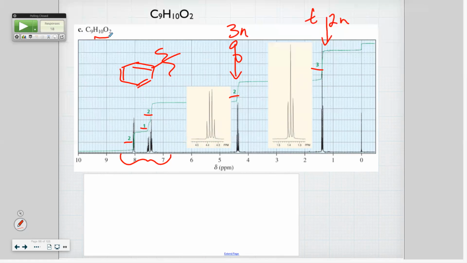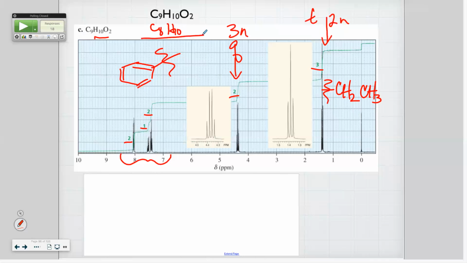Okay, so how can you have a quartet and a triplet? What is it going to have to be? Oh, an ethyl, another CH2, CH3. Okay, so I've got two pieces of my structure right now. What do I have left in my formula? All right, well, I used C6, 7, 8. So I've used up C8. How many hydrogens have I used? Well, I used 1, 2, 3, 4, 5, plus 5 is 10.